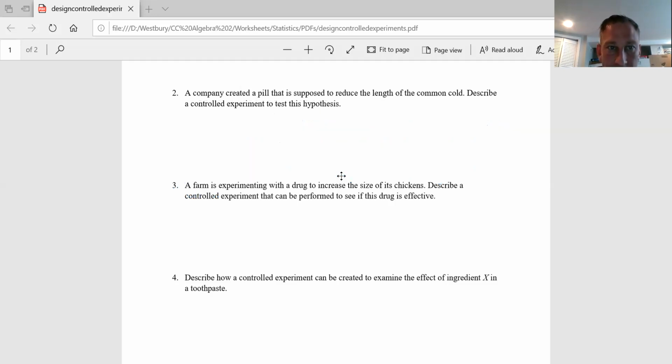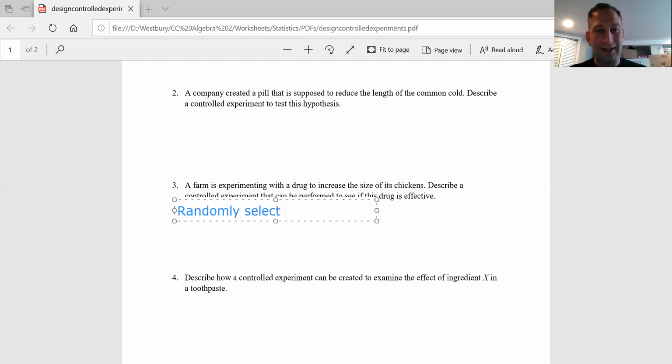A farm is experimenting with a drug to increase the size of its chickens. Oh, that'll make them a lot of money. Describe a controlled experiment that can be performed to see if this drug is effective. So, again, first 2 words: randomly select a sample. Now, a sample of what? I want to see if this drug is going to work on chickens. So am I going to choose students in Westbury High School? No, I'm going to randomly select a sample of chickens.